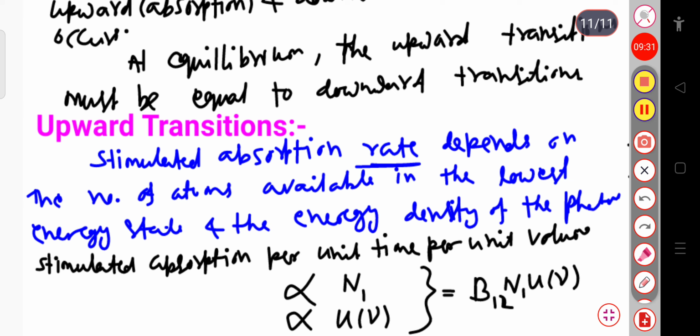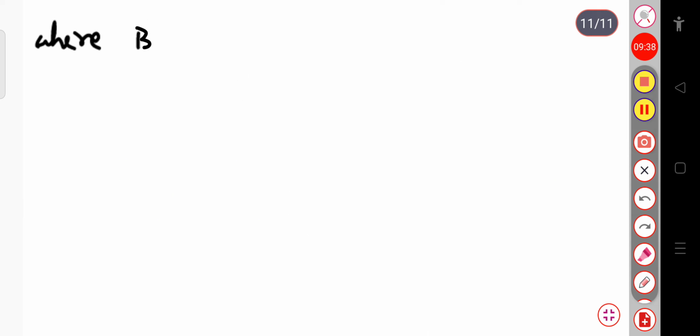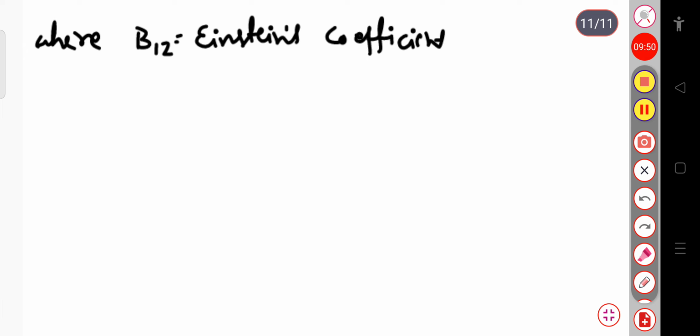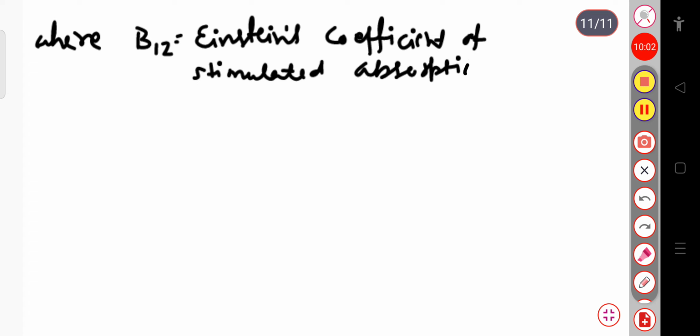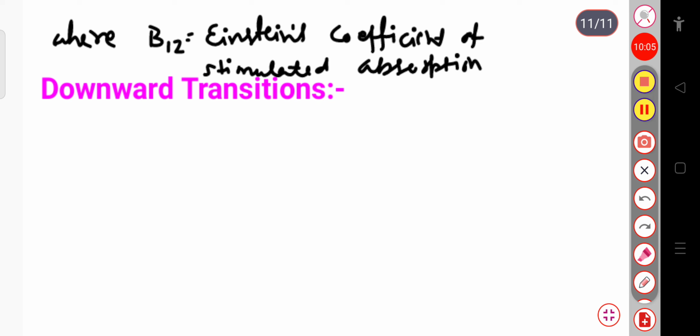Where this B12 is the Einstein's coefficient of stimulated absorption. Okay, this is the stimulated absorption. Now we will discuss the downward transition.